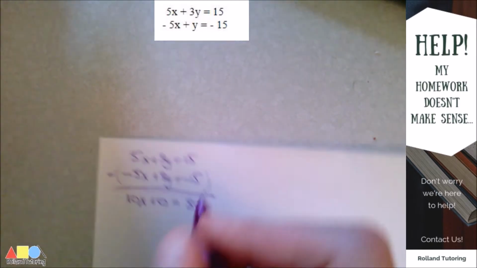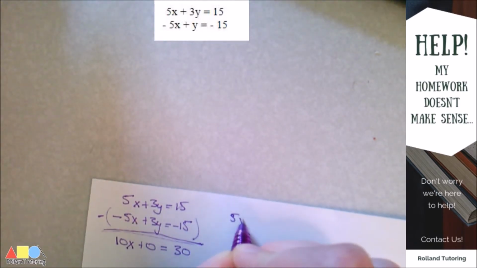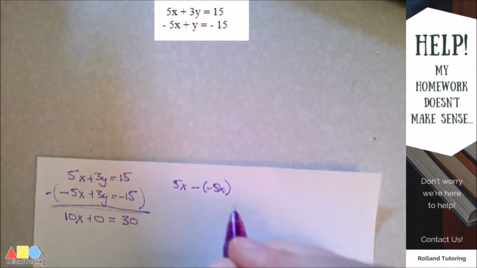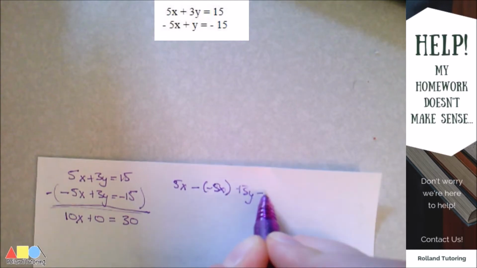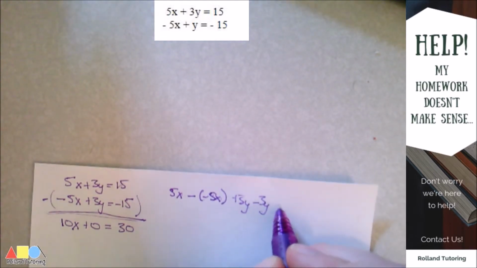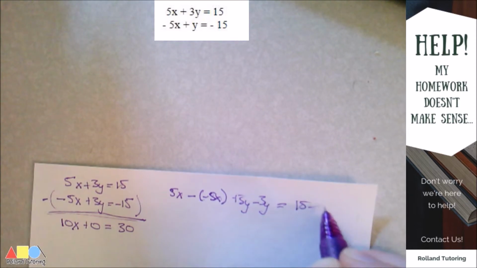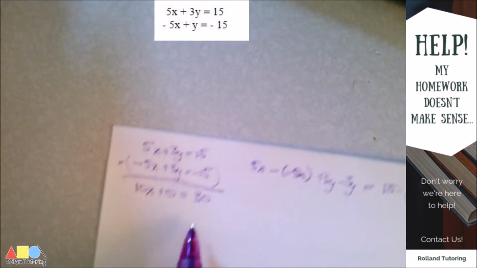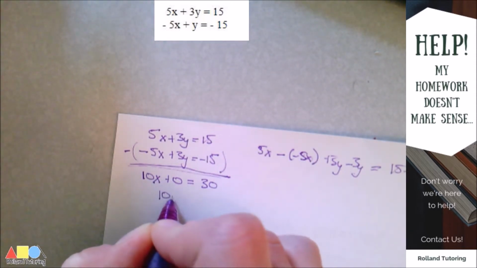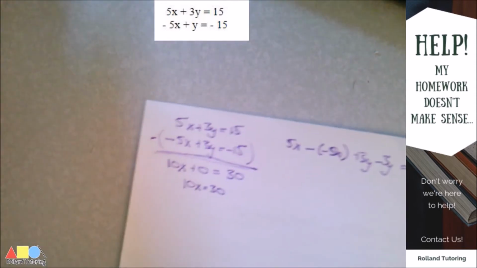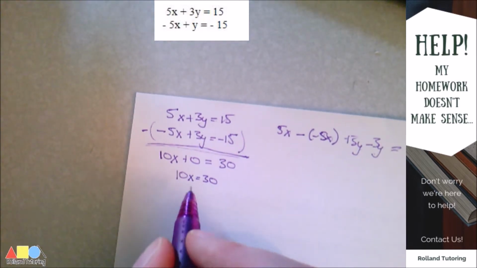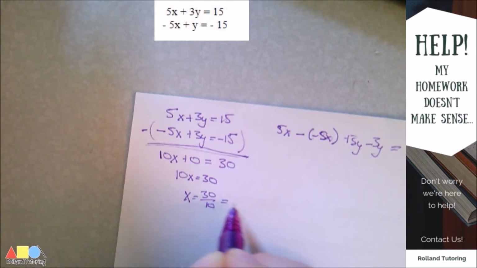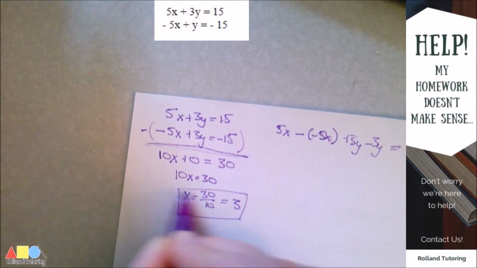So if we write that out longhand, we'd have 5x minus a negative 5x plus 3y minus 3y equals 15 minus a negative 15. And that is how I came up with this down here. Then if we keep going with that, we get 10x equals 30. If we simplify to solve for x, we get x equals 30 over 10, or x equals 3. And that will be our final answer.